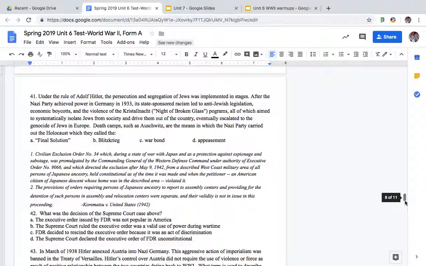Death camps such as Auschwitz were the means by which the Nazi Party carried out the Holocaust, which they called the A. Final Solution, B. Blitzkrieg, C. War bond, D. Appeasement.